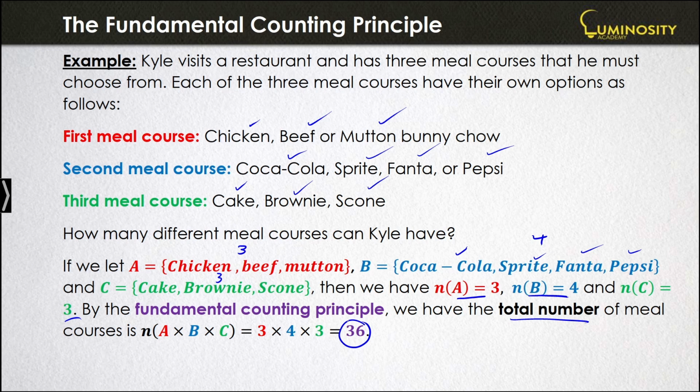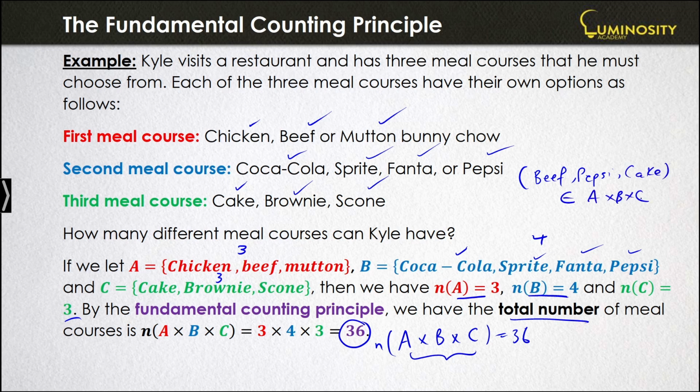Okay, and then choosing one of the 36 possible combinations is counted as an event from the set A cross B cross C. So the number of elements in that is 36. So what does an element look like from this space? Well, he could have something like beef, Pepsi, and then cake. So that could be a possible element in the set A cross B cross C. Another possible element could be mutton, then Sprite, and then scone, for example. That's another possible element of A cross B cross C.